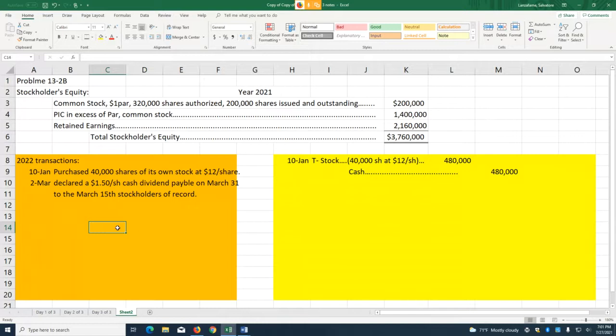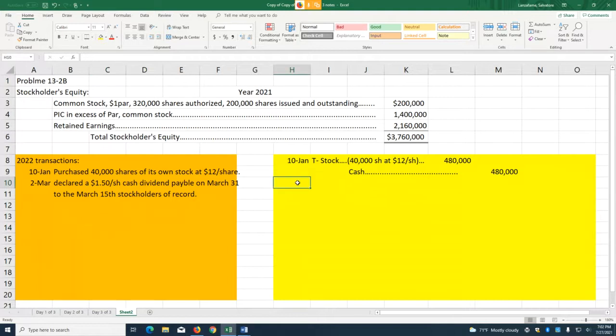If you're looking at this date, March 2nd, and you look at who owns the shares as of right now, you will notice that we originally had 200,000 shares outstanding. Now we're going to give the people that have this stock $1.50. However, are there still 200,000 shares outstanding? No, because we just took 40,000 off the market. We're not going to pay ourselves a dividend.